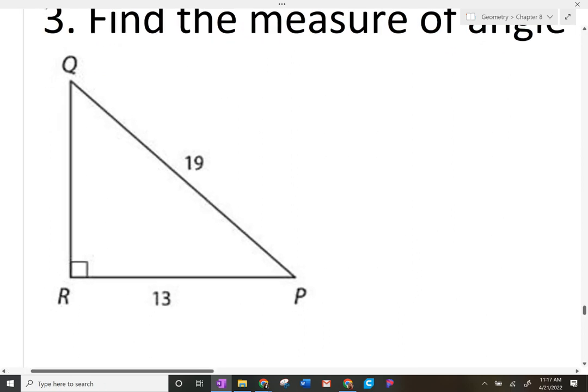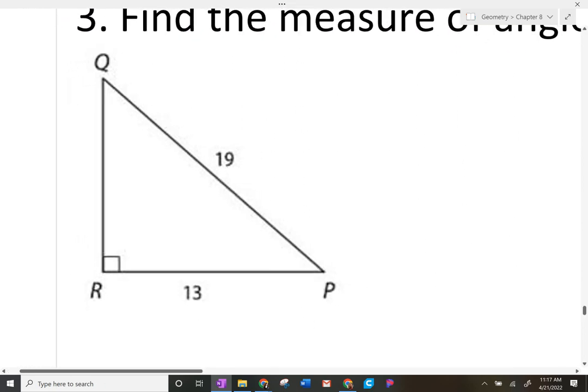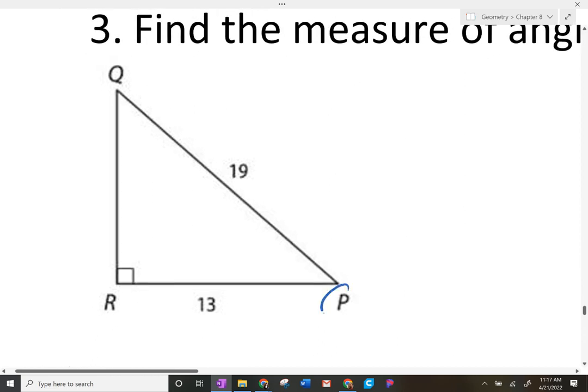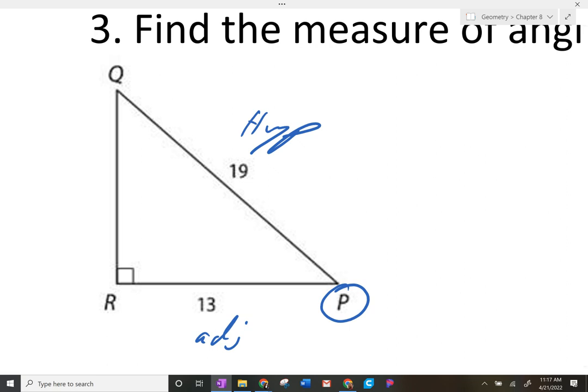Right there. It wants me to find angle P. So I'll go with you. What's 19? Perfect. What's 13? Perfect. Make it happen. Yeah, trying to find angle P.